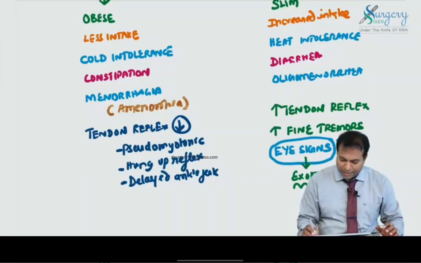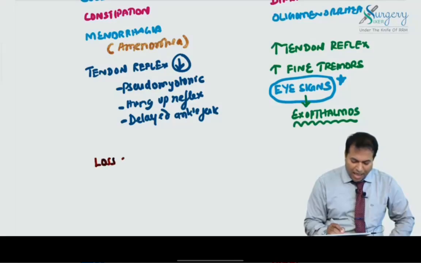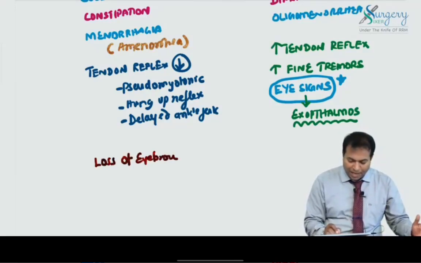So exophthalmos, an eye sign, please don't forget, they will have exophthalmos. I will tell you all those eye signs. Apart from that, what are the other interesting features? They will have loss of eyebrow. The eyebrow will be lost. They will have hypothyroidism, will have loss of eyebrow.